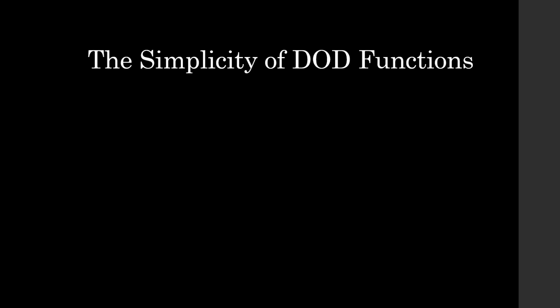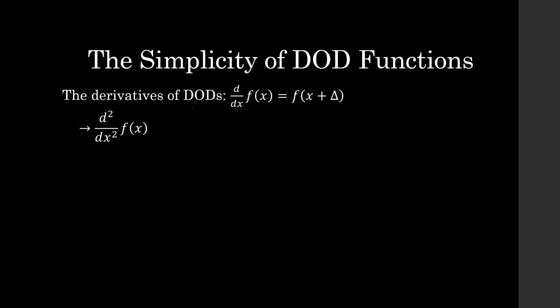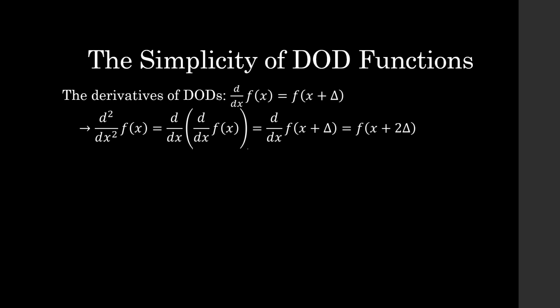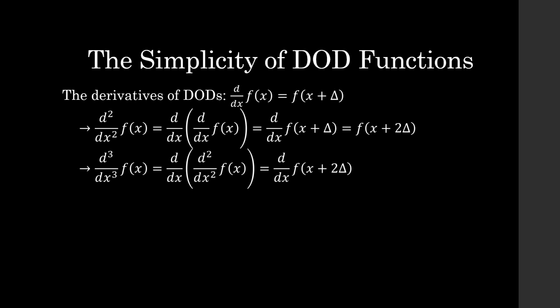This is where the simplicity of DOD functions comes in. We take the derivative of the DOD functions. By definition, it is a translation. So taking d by dx of f of x will just give you f of x plus delta. If we then try to take the double derivative, that is the derivative of the derivative, then we're just taking the derivative of this translation, which just translates it again. Again, if we try to take the triple derivative, it's just the derivative of the double derivative, which is a third translation of this 3 delta value.